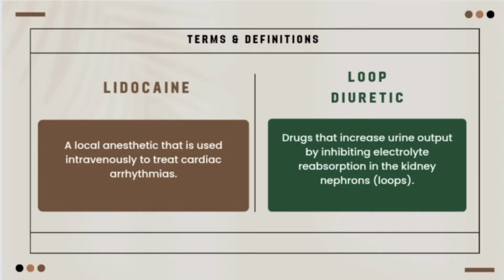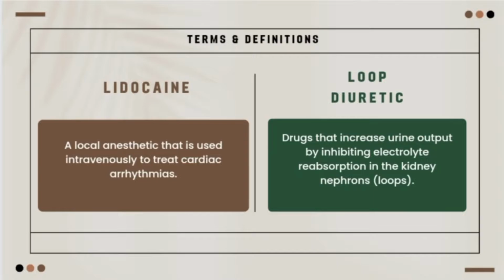Next is lidocaine, a local anesthetic that is used intravenously to treat cardiac arrhythmias. It is also known as lignocaine. It also has analgesic uses and can be used as an adjunct to treat tracheal intubation.